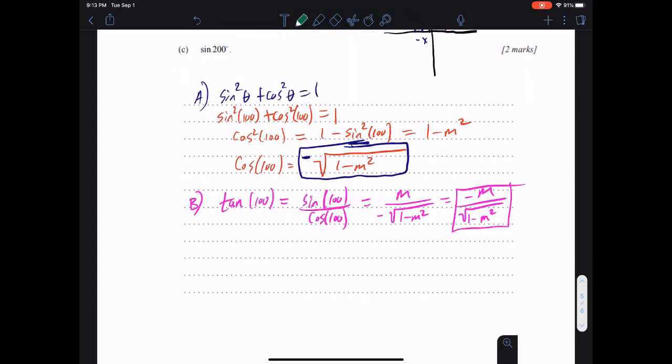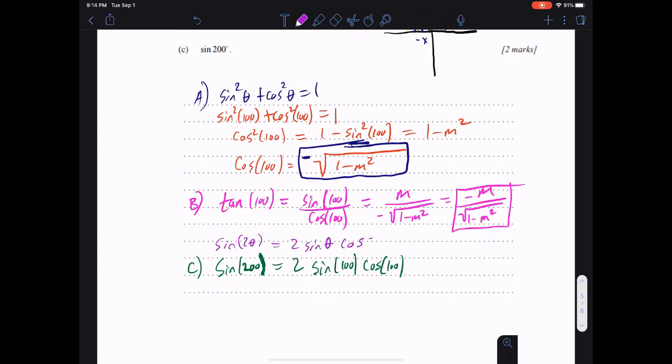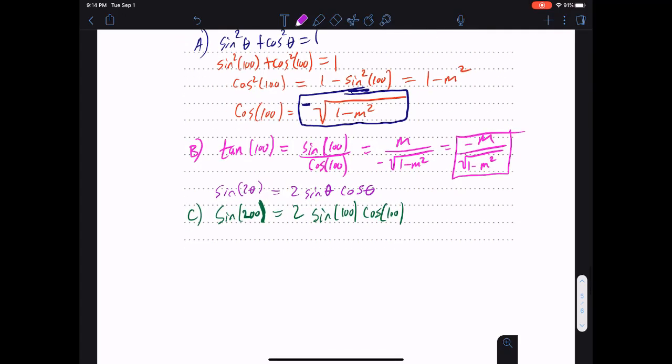And the last one, part C. Sine of 200. This is a double angle formula. So sine of 200 is actually 2 times the sine of 100 times the cosine of 100. If you're not sure what I just did there, I used this formula: sine of 2 theta is equal to 2 sine theta cosine theta. This is the double angle formula for sine. So now I know how to do this. They told me that sine of 100 is m. Again, that's the very beginning of the question.